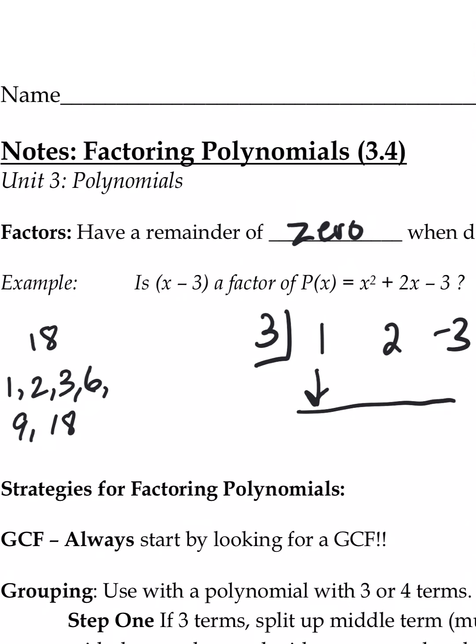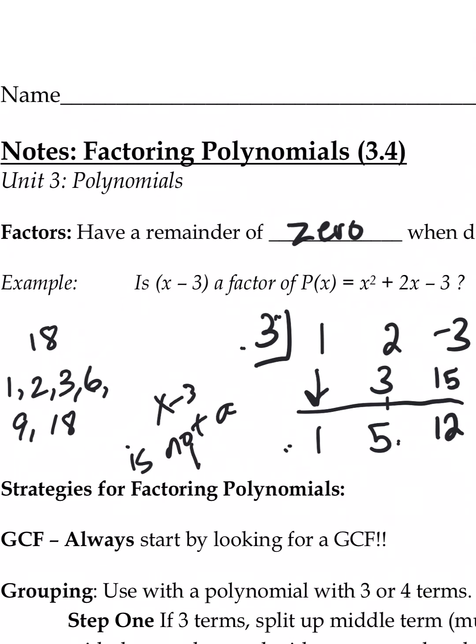We'll bring our first term down, and then we multiply 3 times 1 to get 3. Then we add this column, 2 plus 3 is 5. And then we multiply again, 3 times 5 is 15. I add one more time, and I see that my remainder is 12. What does that mean? This is not a factor. x minus 3 is not a factor.